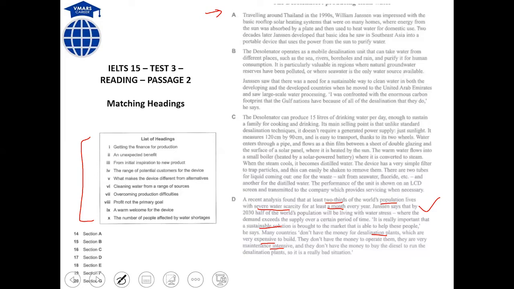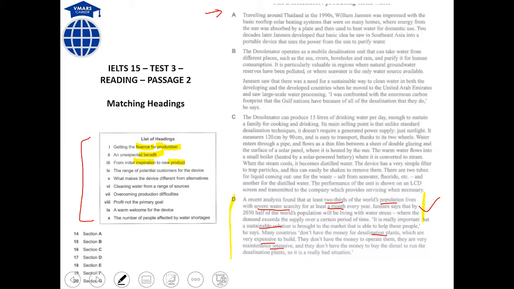So now I'm going to read the headings. Getting the finance for production. I will be asking myself, was there any mention about getting the finance for production? Actually, no. An unexpected benefit. There was no mention about benefit. From initial inspiration to new product. In this paragraph, I do not find any initial inspiration or new product. What was majorly stressed in the paragraph is specifically water scarcity.